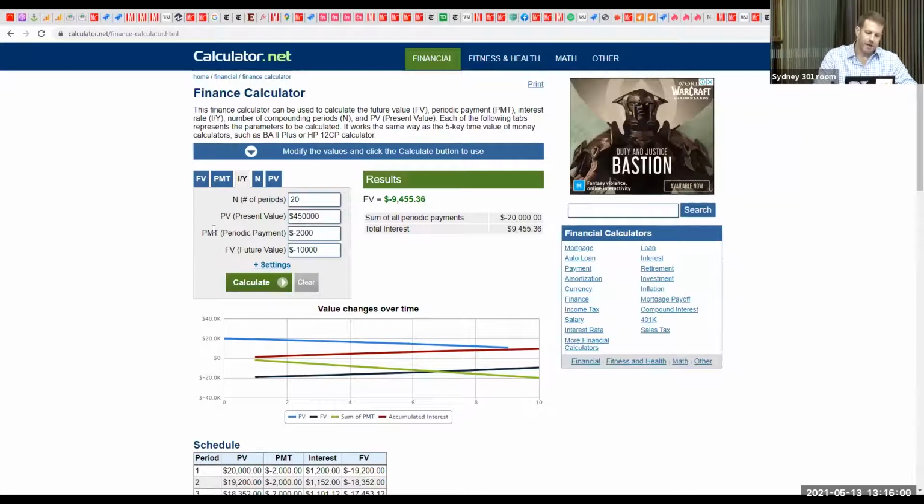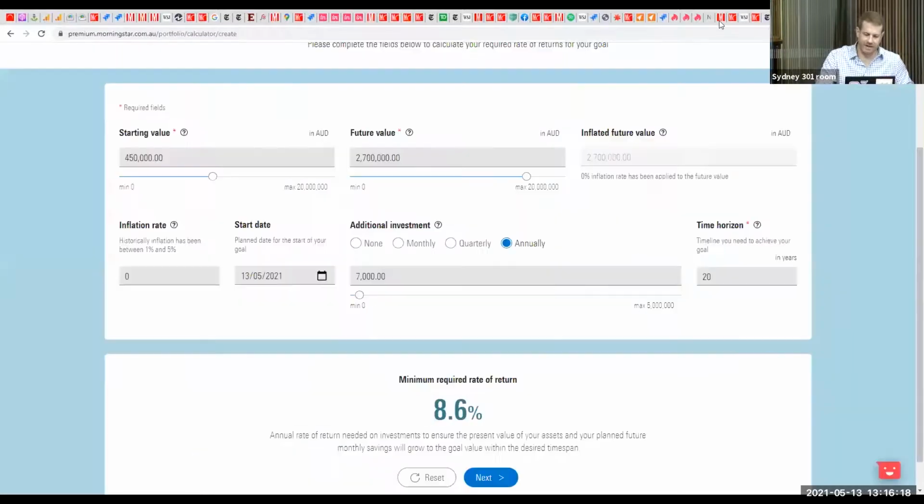$450,000. Periodic payments. So that would be the $7,000 you're saving, and it needs to be negative, but that's because calculators are a pain, except for ours. Future value, of course, is what you're trying to get, and it'll calculate that same number for you. So you can do that. You can also do this by hand, obviously, or in Excel, if that counts as by hand right now. But yeah, there are other ways you can do that calculation.